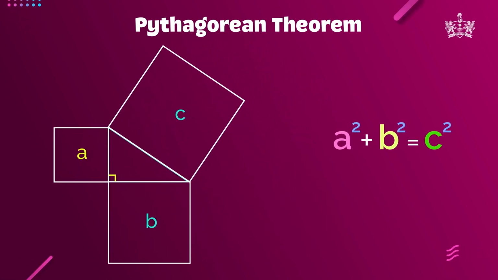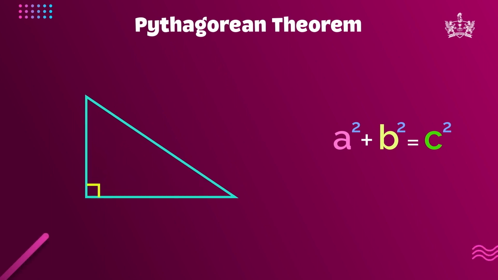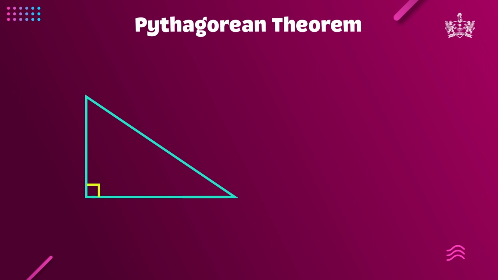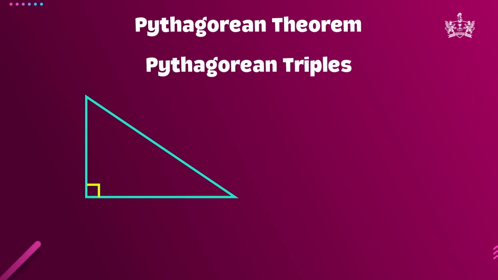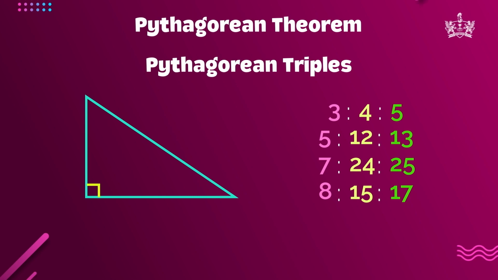Now, the Pythagorean theorem is great and all, but I want you to try to not use it on the tests. Bet you didn't expect me to say that. Instead, I want you to keep in mind that the tests love certain types of right triangles, and more often than not, if you see a right triangle on the test, it will be a Pythagorean triple, meaning that it will follow the following ratios: 3, 4, 5; 5, 12, 13; 7, 24, 25; and 8, 15, 17.